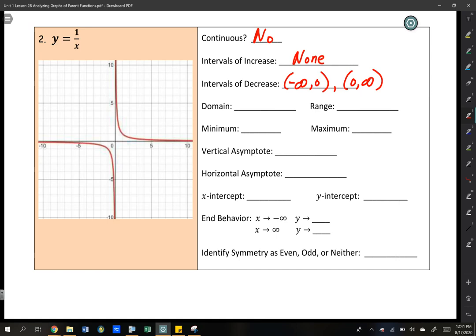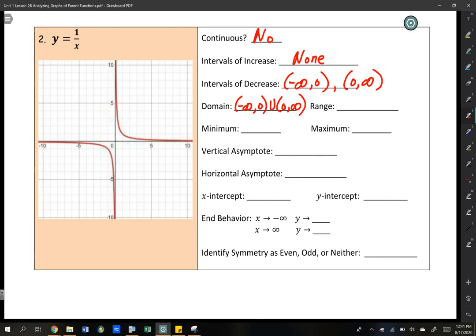Now same with the domain. The domain looks like it has all the x values included except for 0. So here's how we would write the domain. Pretty much like we would write the intervals of decrease. We just want to use that union symbol here. And we're good to go.